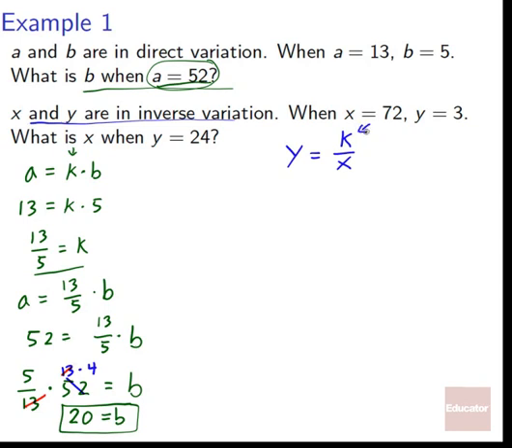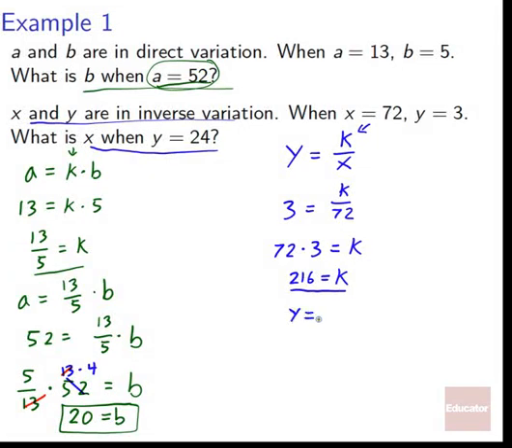Once again, we want to figure out what the K is because the next step is to figure out what is X when Y is 24. So we'll need that information about what K is. So X we put in as 72, Y we put in as 3. So 3 equals K over 72. Multiply both sides by 72. That cancels out the denominator on the right side. 72 times 3 equals K, which we use a calculator, and we get 216 equals K. Heck, you probably don't even need a calculator for that one. You might be able to do that one in your head.